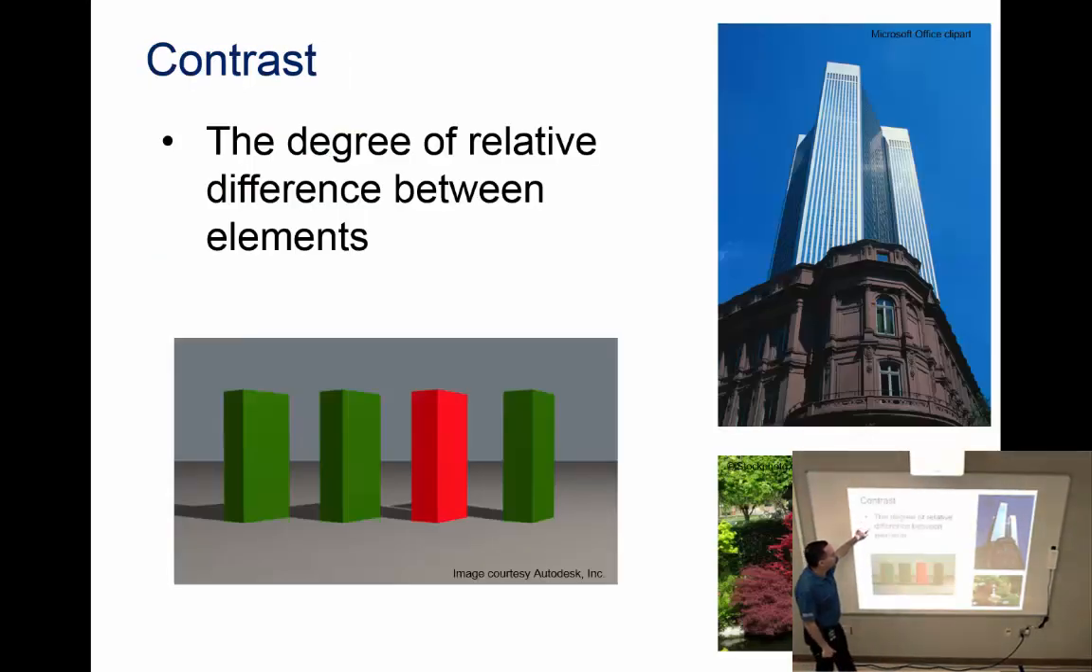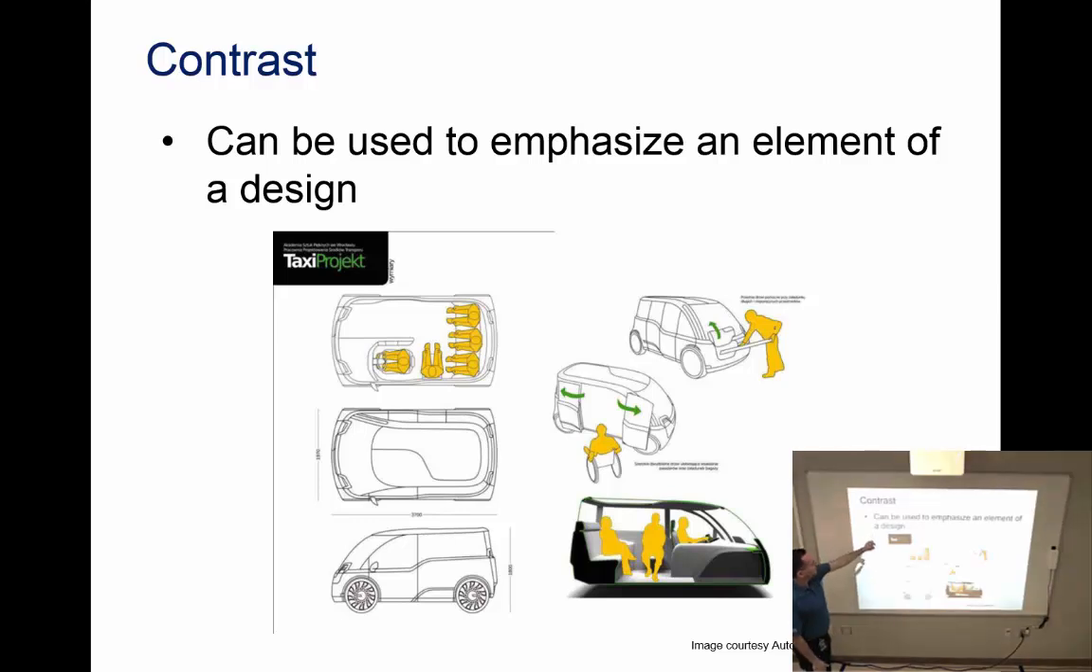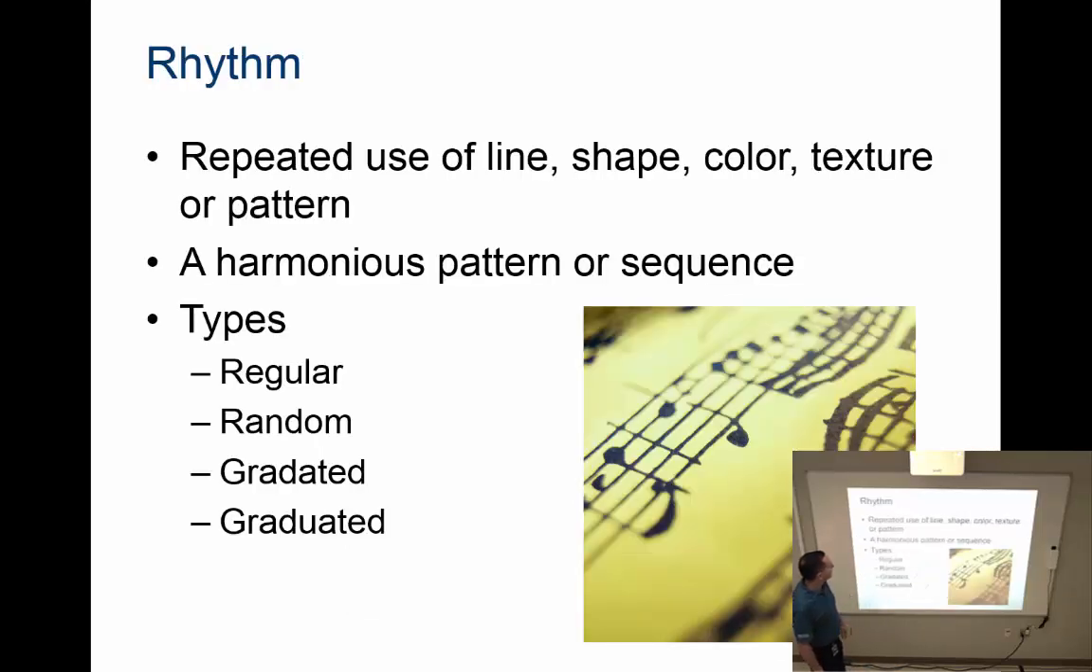Contrast is the degree of relative difference between elements. So let's use this example here. This object has vertical lines as a design feature. Right? Its color, its texture is very different from the one down here. So I've created contrast between the two, again, using elements to do that. It can be used to emphasize an element of design. In this case, I'm selling, or the manufacturer of this car, I'm emphasizing the people, the placement within this vehicle. I've done that by using color versus minimum of color, no color at all, to create the emphasis, contrast.